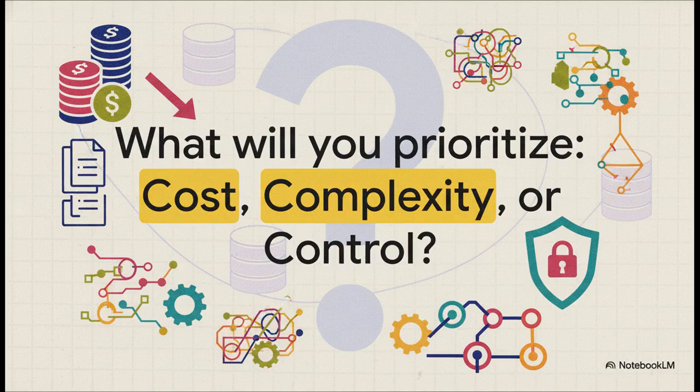And this brings us right back to our optimization triangle. You've seen the trade-offs at every single layer of the stack. So the final question is for you and your team. For your next project, which of these will you deliberately sacrifice for performance? Will it be cost, complexity, or control? The right answer isn't what's on a slide. It's what makes your project actually succeed.